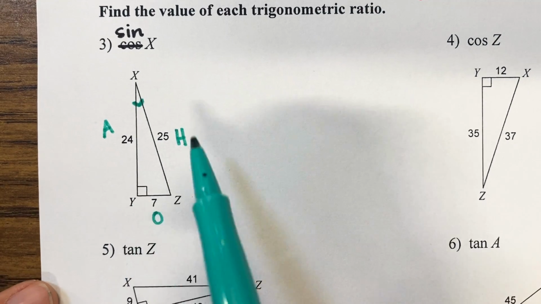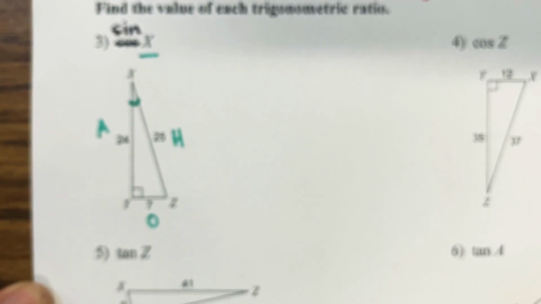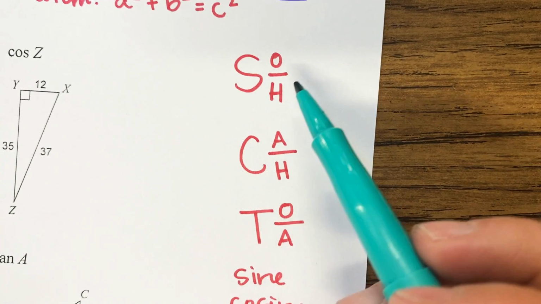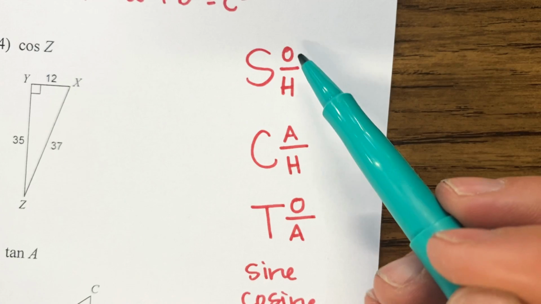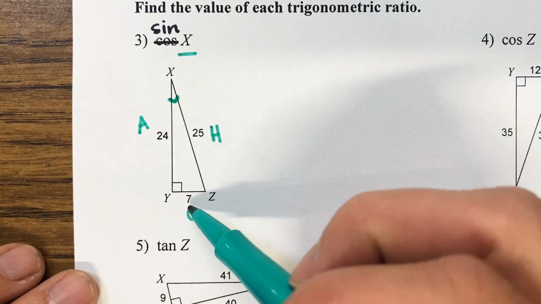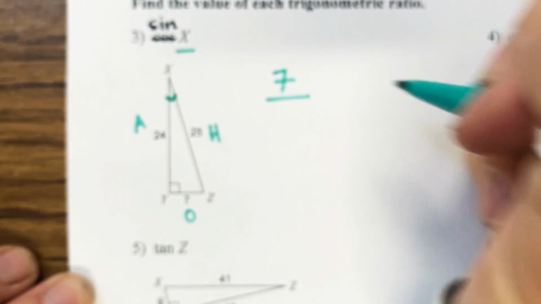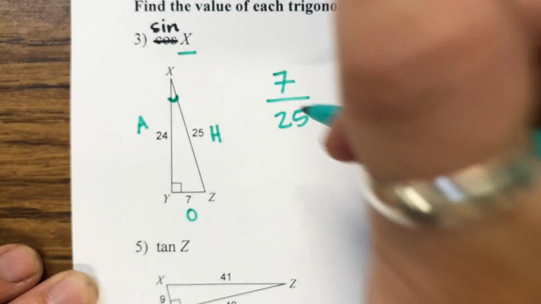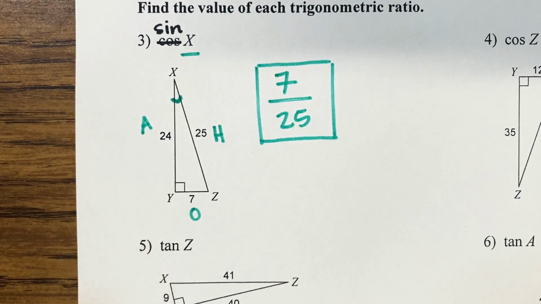Now that we know all of the sides of this triangle based on our angle x, if we want the sine, which two sides are we looking at? We know sine is opposite over hypotenuse. So how we write that is we write our opposite side, which is 7, over our hypotenuse, which is 25. And that is it. Opposite over hypotenuse.